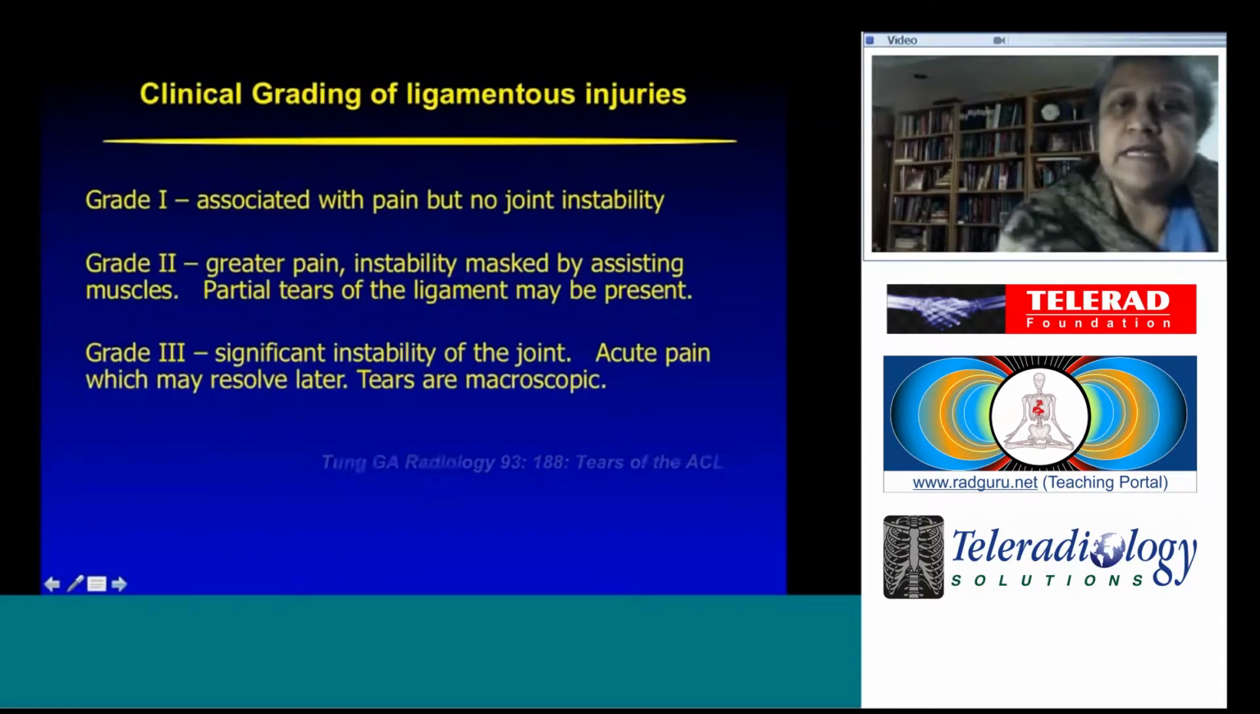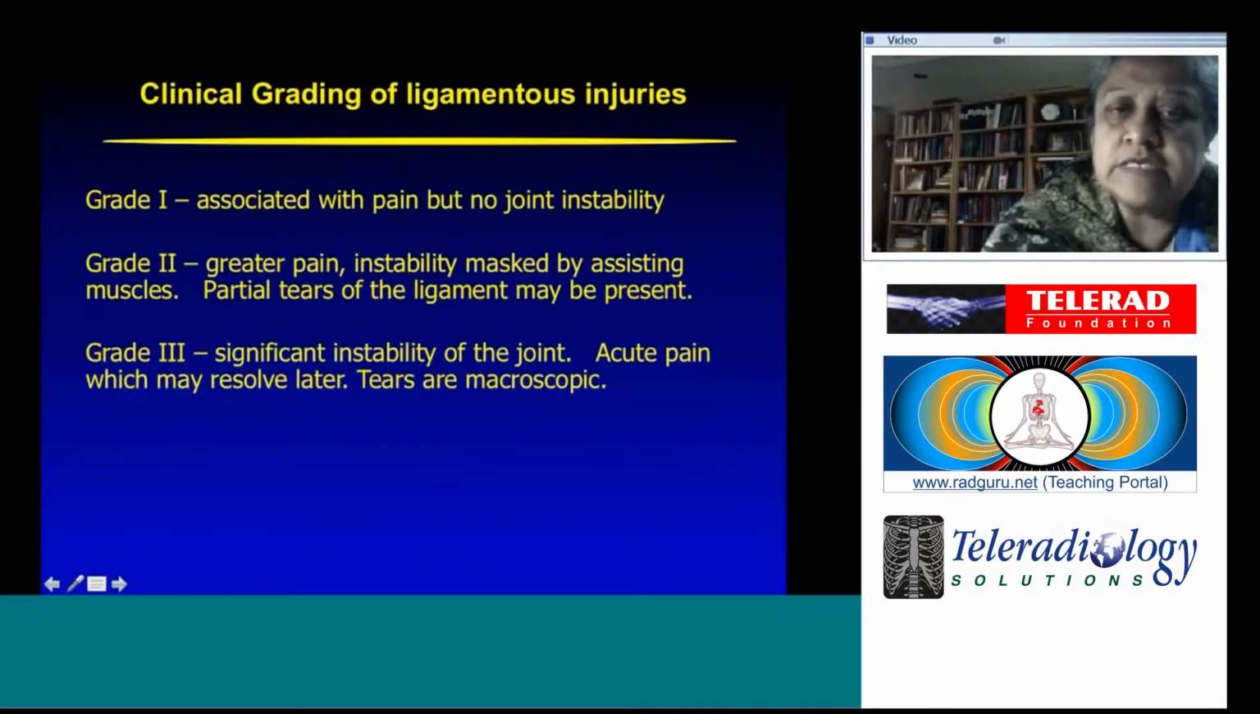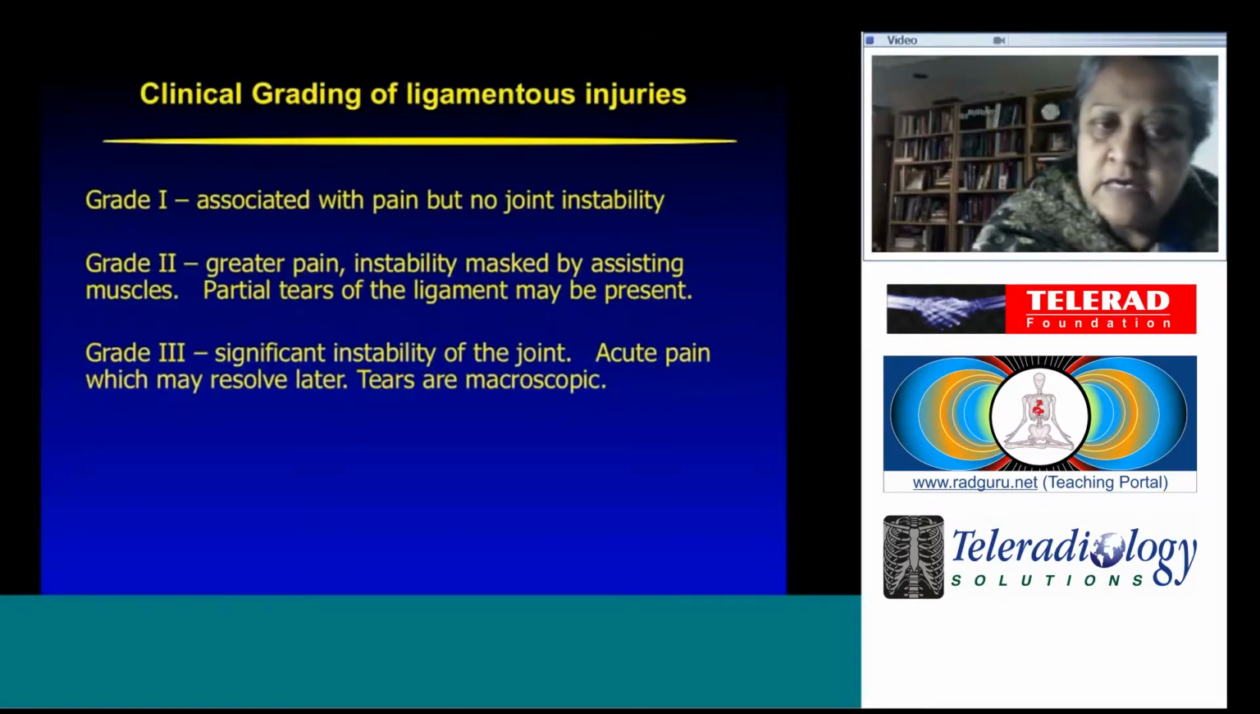Now, this is the clinical grading of ligamentous injury. I have thrown this out so that you can see what the grading is. Are these of importance? Not really, because grade 1 or grade 2 or grade 3 can be masked, so that a grade 1 may appear as a grade 2 or vice versa, and the same thing with grade 3. The thing with grade 3 also is that there is significant instability of the joint.